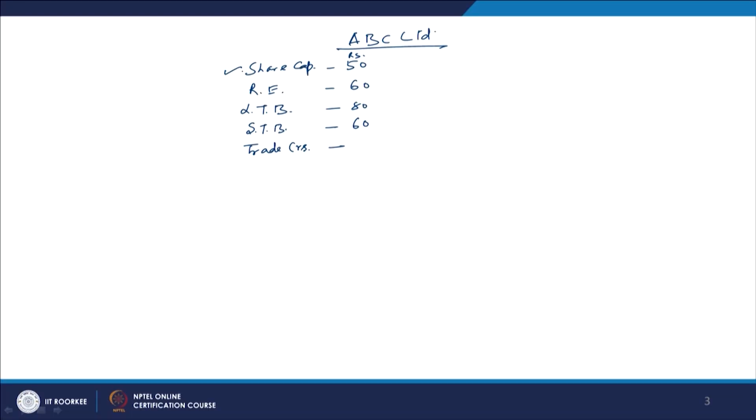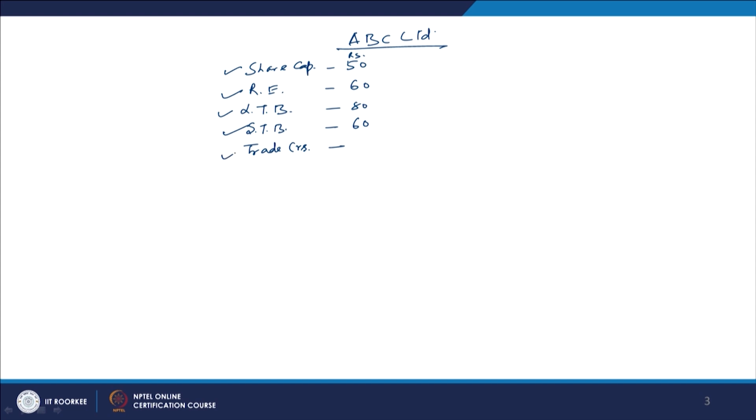They are called trade creditors, and among these sources of financing, share capital is an internal source of financing, and retained earnings are also an internal source of financing. Retained earnings means the part of the profit which is reinvested back into the business. Long term borrowings means long term borrowing from financial institutions, or with the help of bonds or debentures. Short term borrowings are again from banks or financial institutions for the working capital requirement or the short term financial requirement.